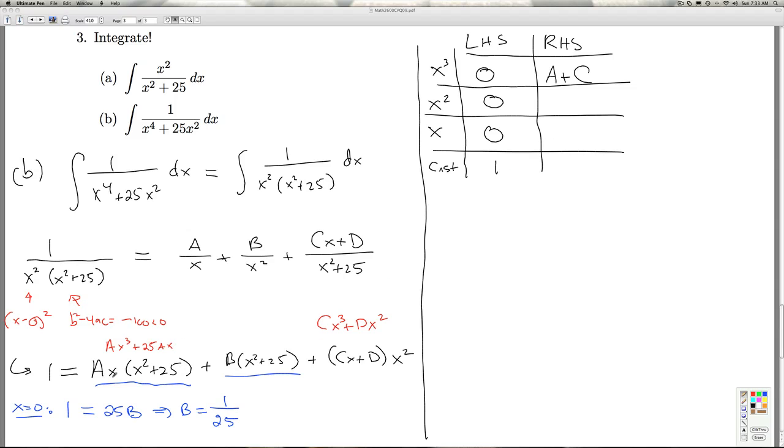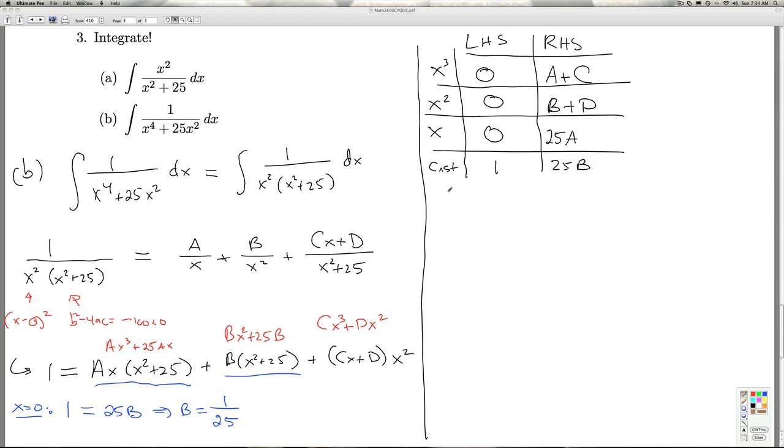Moving on to x squareds, there's no x squareds that come out of this multiplication, but in this term I get a bx squared plus 25b, so I do pick up a b there, and I pick up a d here. Now for the x's, here I got 25ax, no x's here, no x's there, and finally for the constant term, I get 25b for the constant.